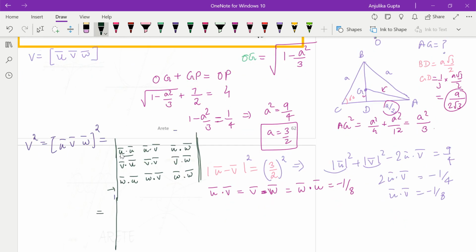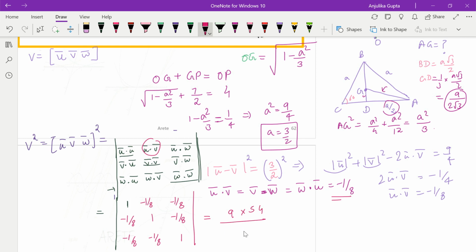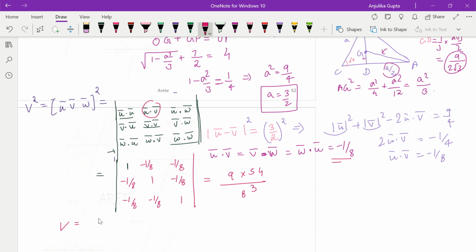Because you know U dot U, that is modulus of U square, that's 1. V dot V and W dot W you also know, so 1, 1, 1 on the diagonals, and the rest of them are negative 1 by 8. So just fill it up. Now solving the determinant should not be a problem. You can always take the fractions outside, 1 by 8 from every row, and then work with integers. You end up getting 9 into 54 upon 8 cube. Now V is under root of that, 9 root 3 by 16.